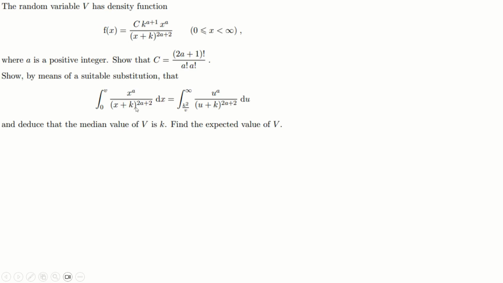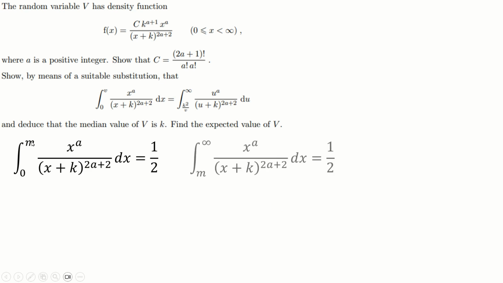Okay, excellent. Next one, deduce the median value of v is k. This is quite an interesting question here, because of course the median, as you usually write it, is the integral from 0 up to m is a half. Like that's the definition of the median, right? Where half the data is below and half the data is above, which means you can just as accurately write that the integral from m, where m is the median, to infinity is also a half.